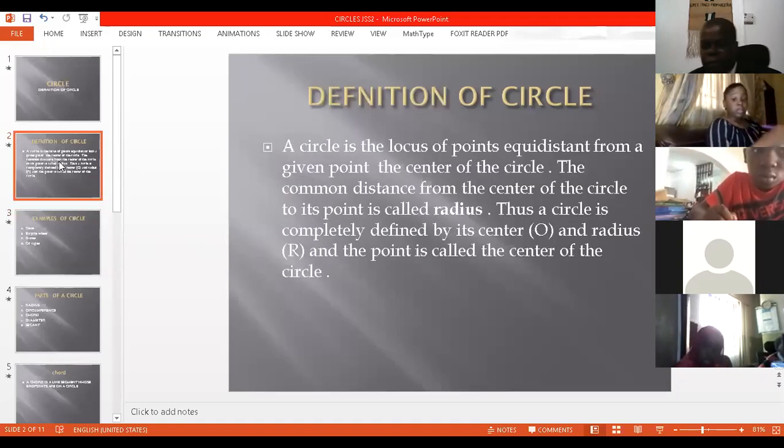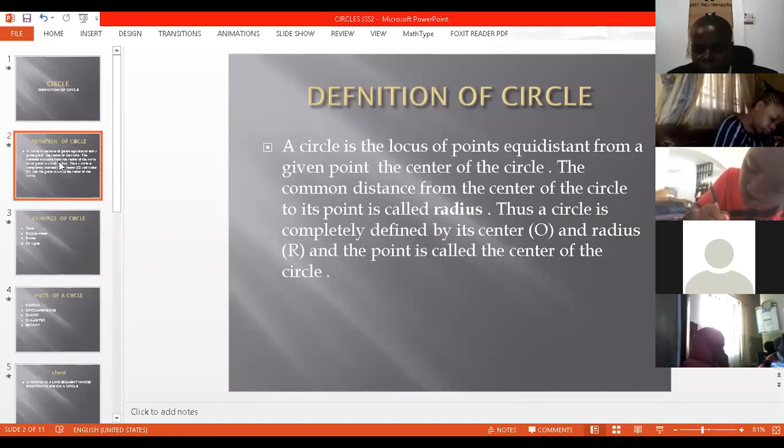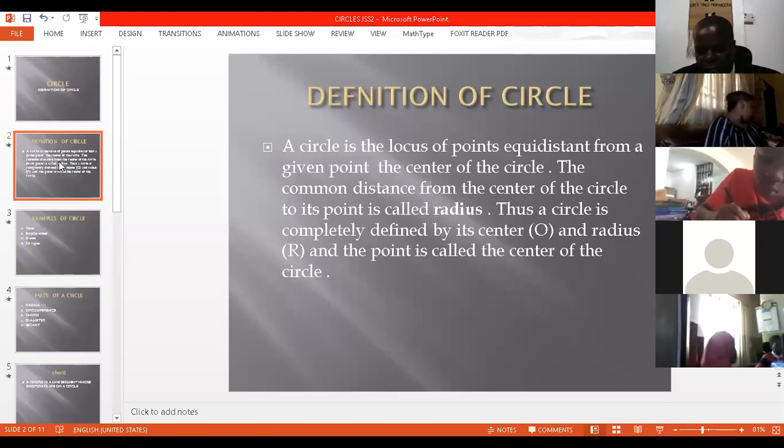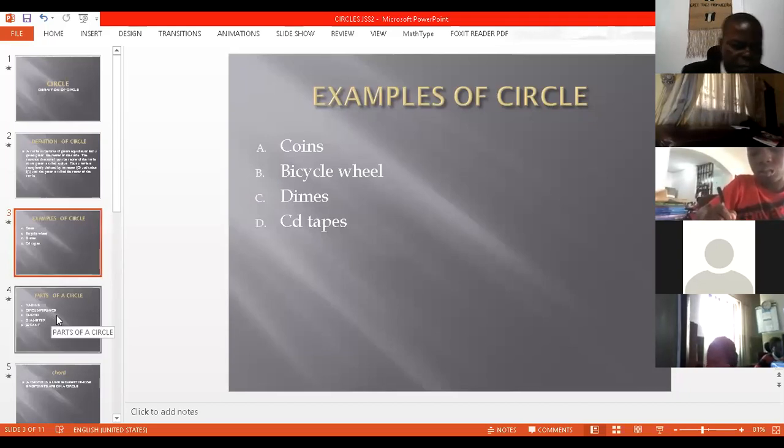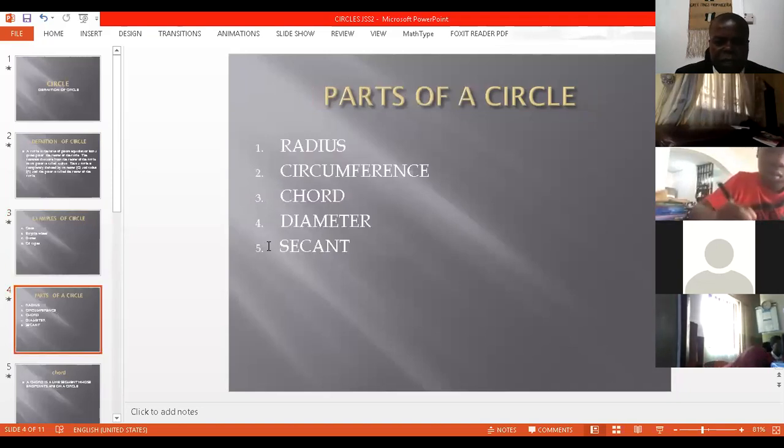Previous slide, definition of a circle. Are you done? So that you can move. Definition of a circle. Moshood and Oderino, be careful. This is not a forum for you to be throwing banters at each other. Be careful. Next slide. Example of a circle. Next slide. Parts of a circle. Moshood is okay, no problem.